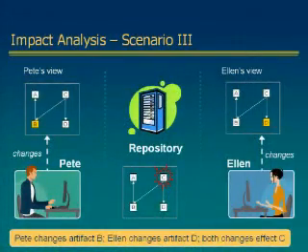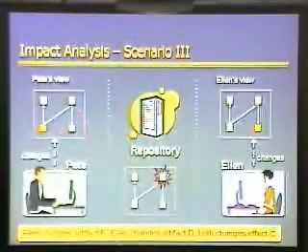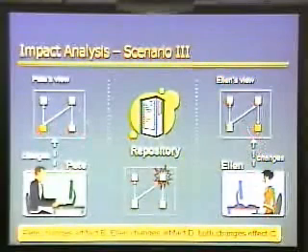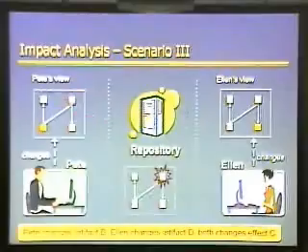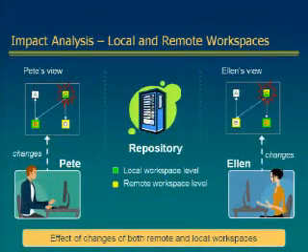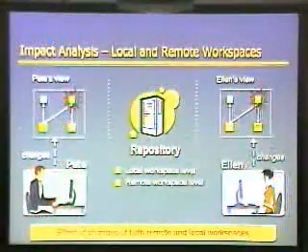There's another scenario that is very hard to catch. Let's assume that C over here depends on B as well as D. Pete changes the file B and Ellen changes the file D. So both these files are separate. Nobody's working on C, but eventually in the final build, C would be affected. So with my analysis, both Pete and Ellen would be told that their changes are going to affect C and that they should keep that in mind. Any questions?